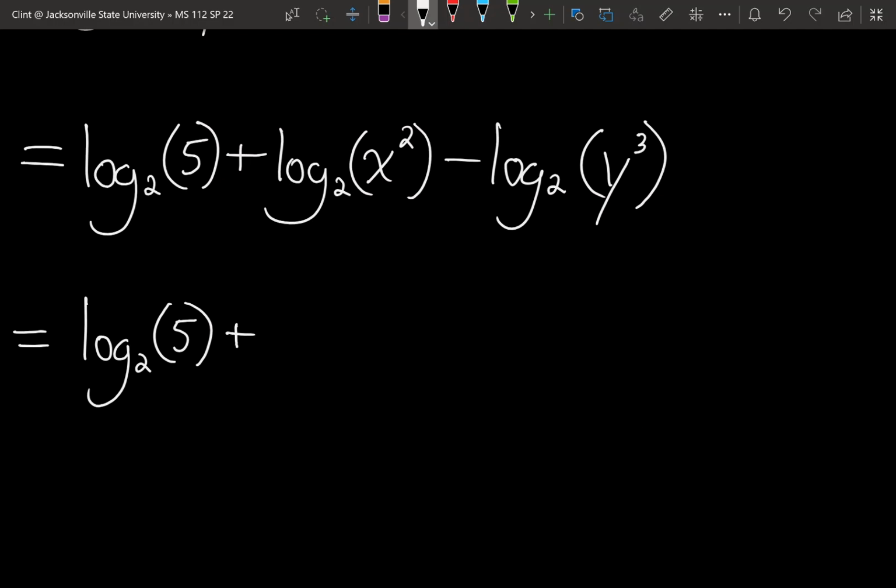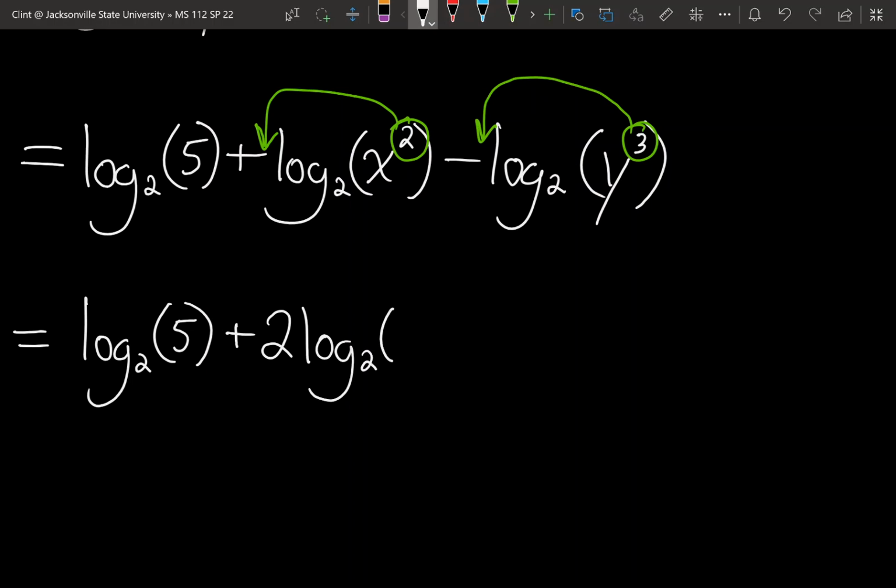But then we can take the 2, that's the exponent, move it out front. So take this and move it down out front. And then we're also going to take the 3 and move it in front of the other one. So we'll get plus 2 log base 2 of x minus 3 log base 2 of y. We're out of properties. We don't have anything else we can use on that one.